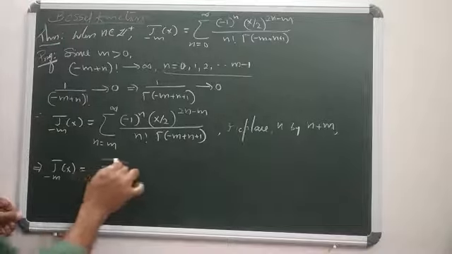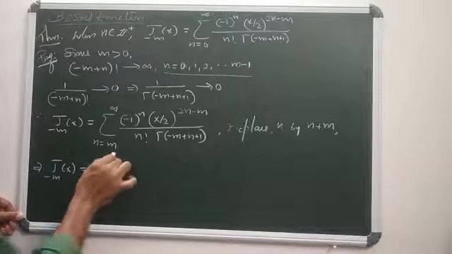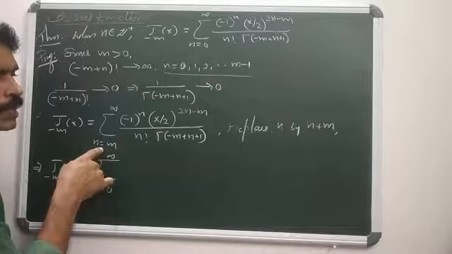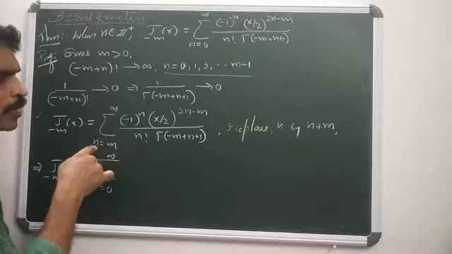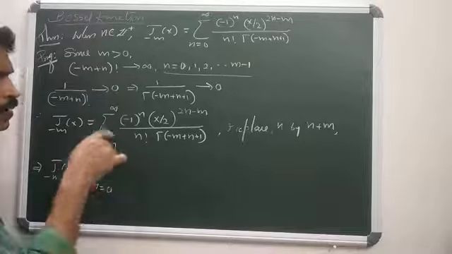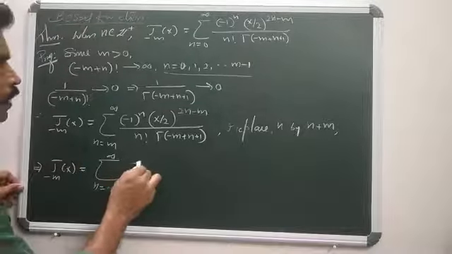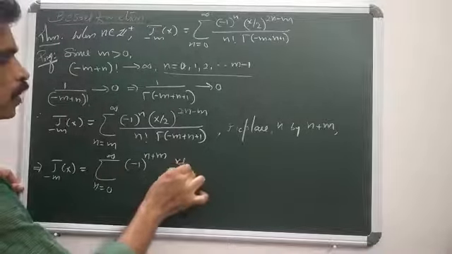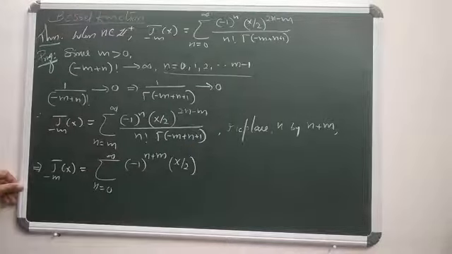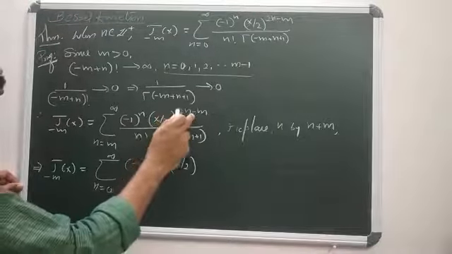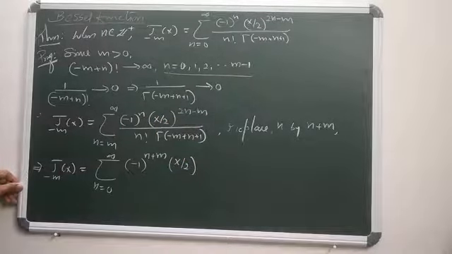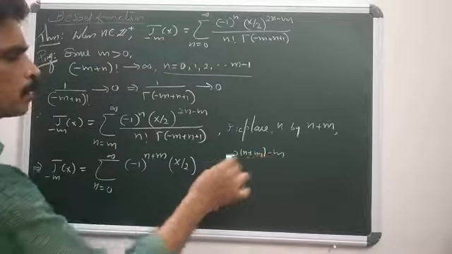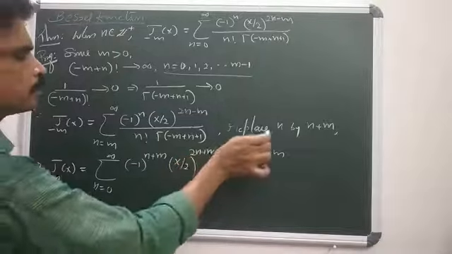So then the sum is again rearranged, n ranges from 0 to infinity. Since n is replaced by n plus m, the n ranges from where to where? Again from 0 to infinity. (-1)^(n+m) times (x/2) to the power 2(n+m) minus m. So 2n plus 2m minus m. It is 2n plus m.